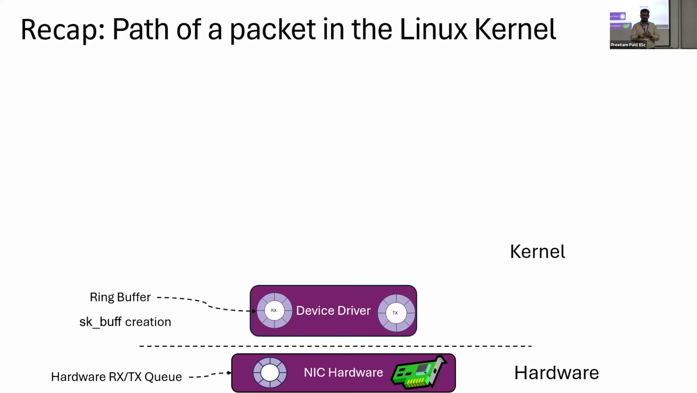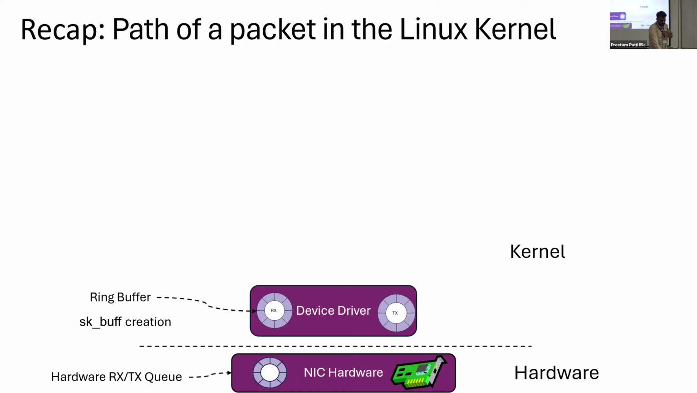Now, the device driver is the first entry point into kernel space, where we go from the hardware to the kernel. After receiving the packet, it receives it on a ring buffer that the driver maintains in kernel memory or in CPU memory. And then the driver creates this particular structure that represents a packet in the Linux kernel, which is called struct sk_buff.